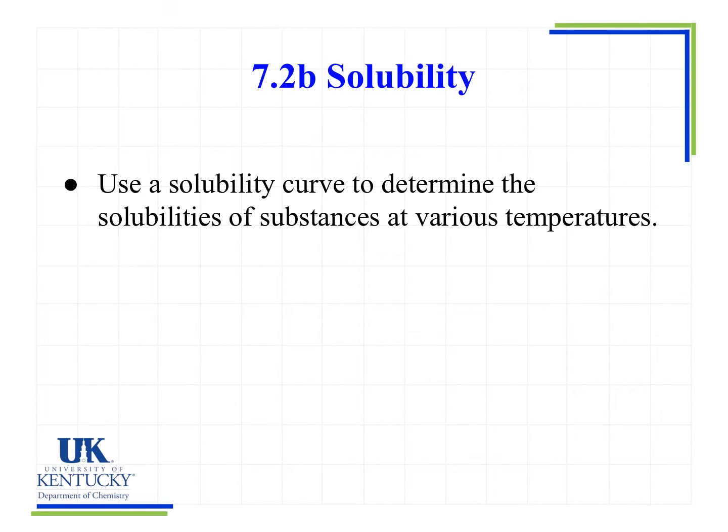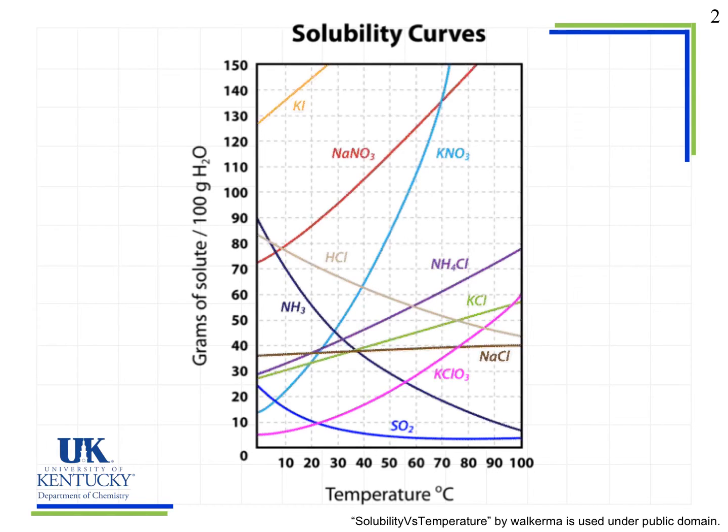So in this lesson, we're going to talk about how to use a solubility curve to look at the solubility variations among temperatures. What we're looking at here is a solubility curve, and it shows the variation in the maximum solubility at different temperatures for individual substances. Every substance has its own solubility limits.